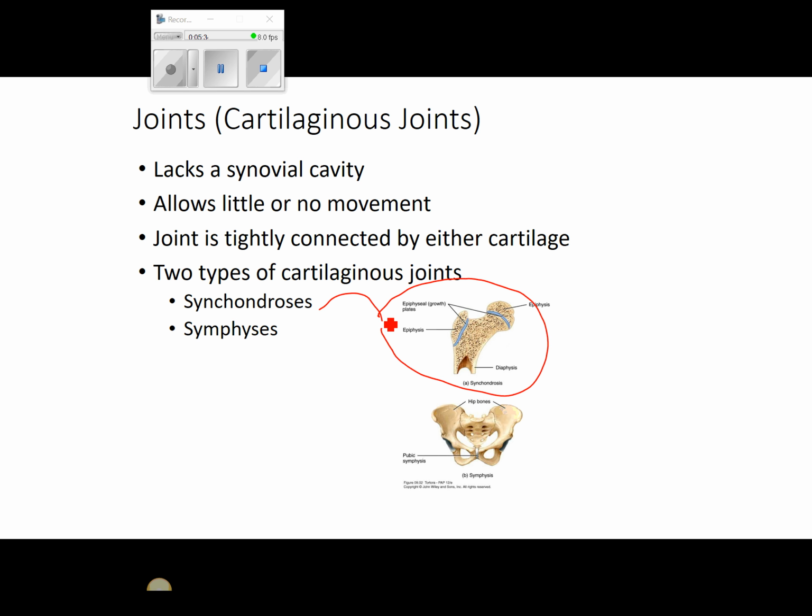And again, we're going to use the example of the epiphyseal growth plate with the synchondrosis. And the symphysis, of course, is located here, and we're going to use the pubic symphysis as an example on the next slide when we talk about the symphysis.